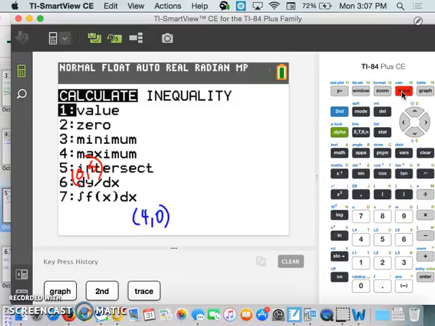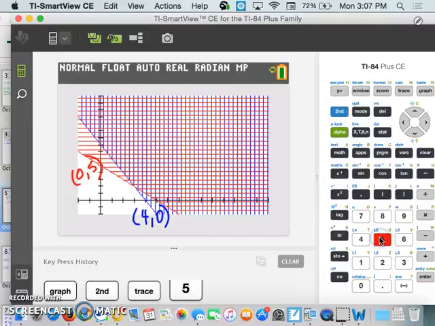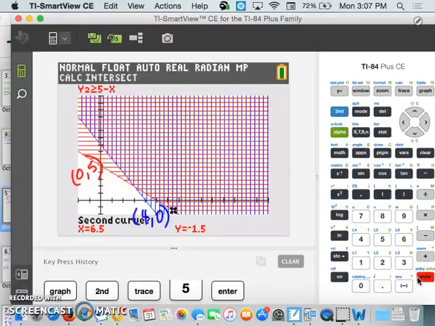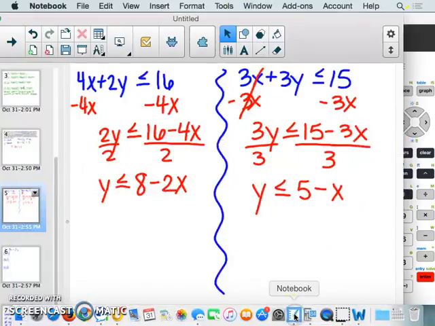We want to do the point of intersection, which is number 5. The first curve is y1. That is correct. The second curve is y2. That is correct. We want it to take a guess. And it generates the point of intersection where x is 3 and y is 2. So those are the corner points that we are going to work with.